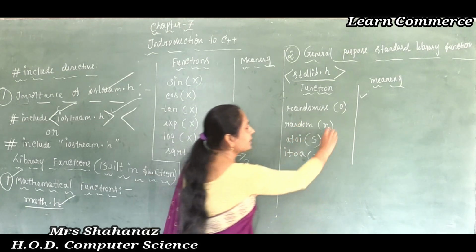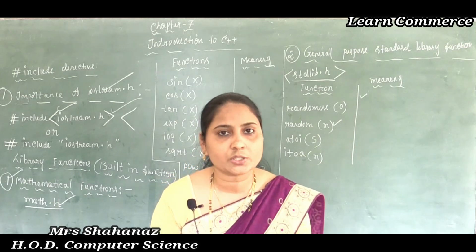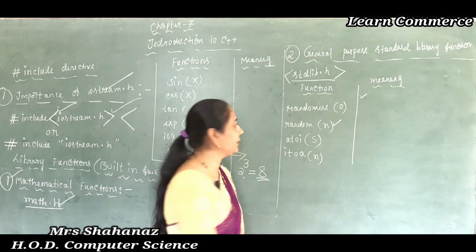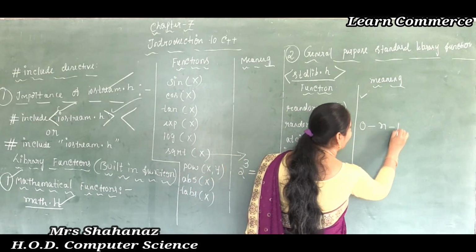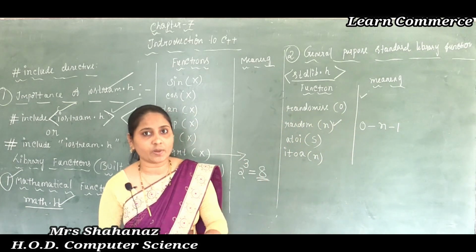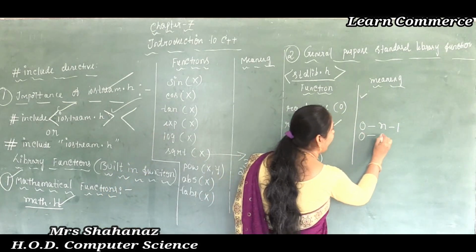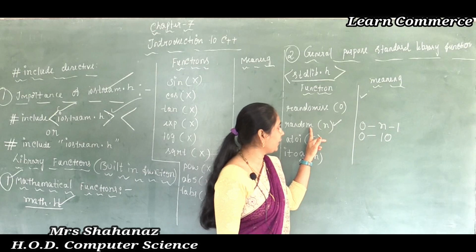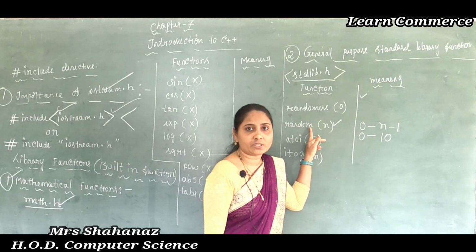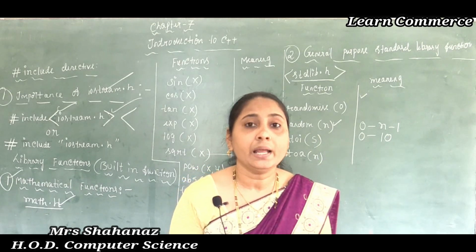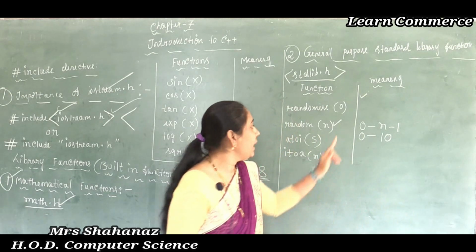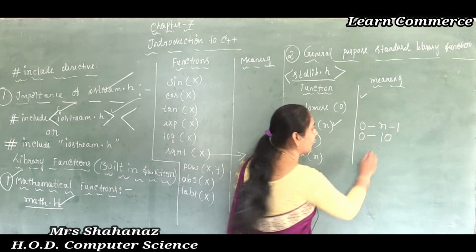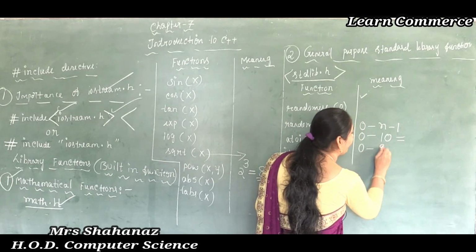And later the second point is random of n here. So what about random of n? That means it generates a random number that is between 0 to n minus 1. Clear this point here? 0 to n minus 1. Now we are in the second concept, random of n. Why are we using random of n? It generates a random number between 0 to n minus 1. Maybe 0 as it is, n means 10, that means it is going to display the value from 0 to 9. Clear this point?